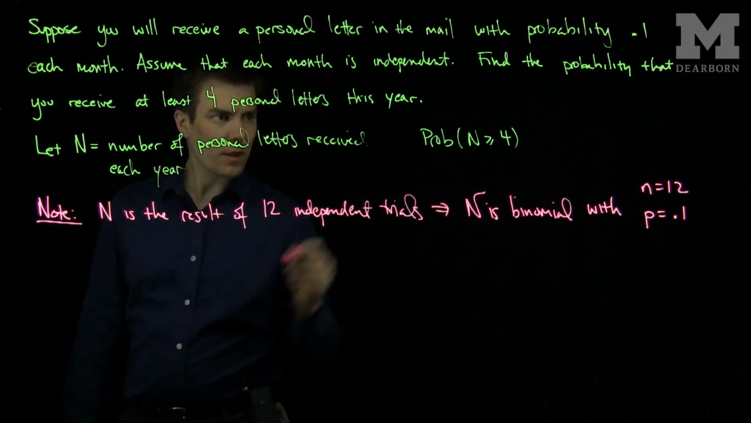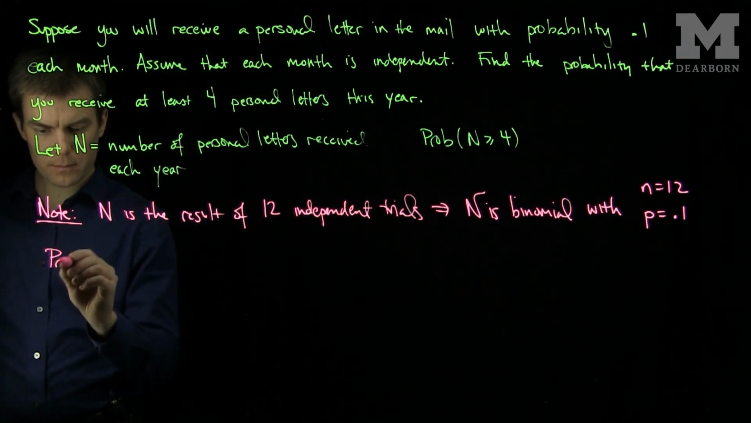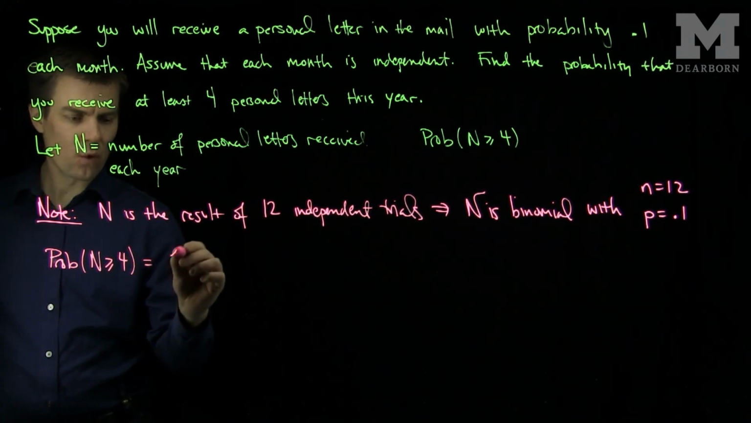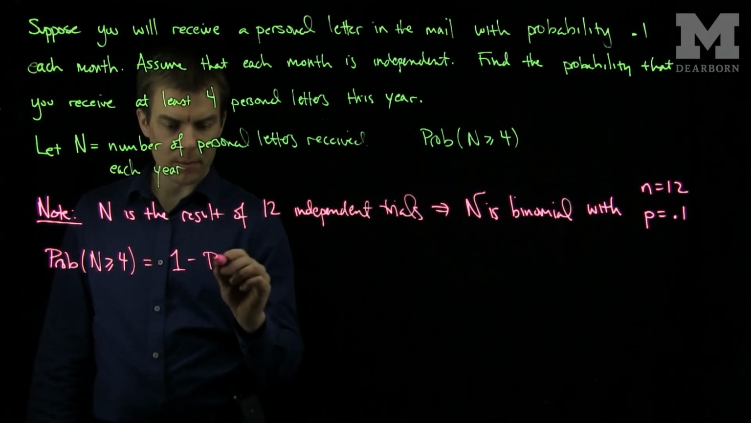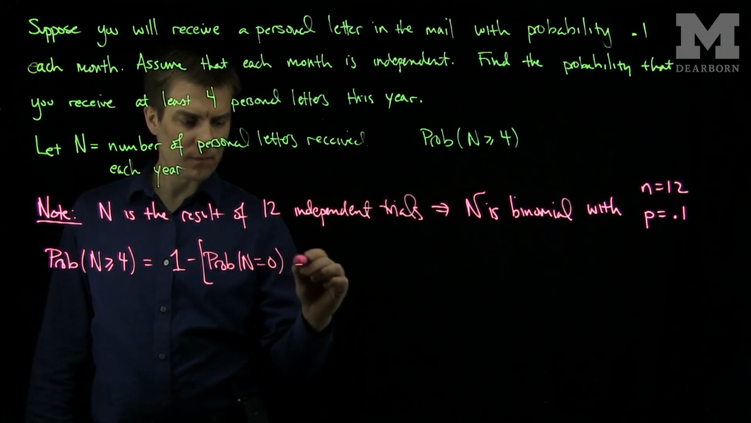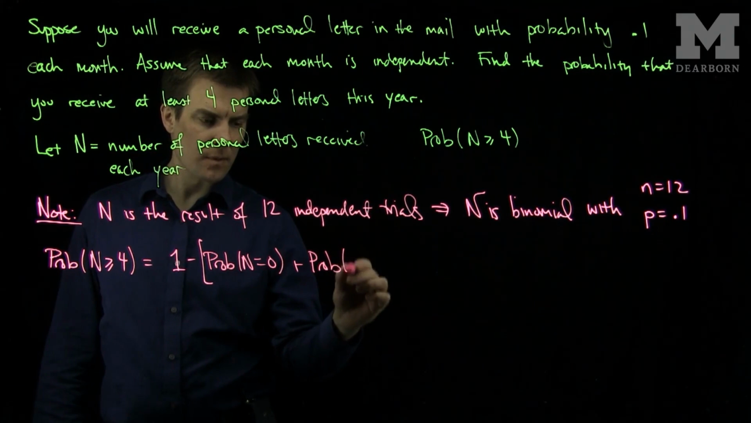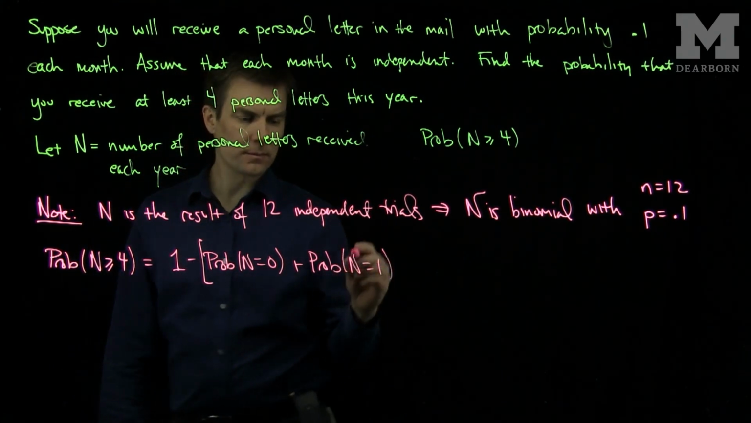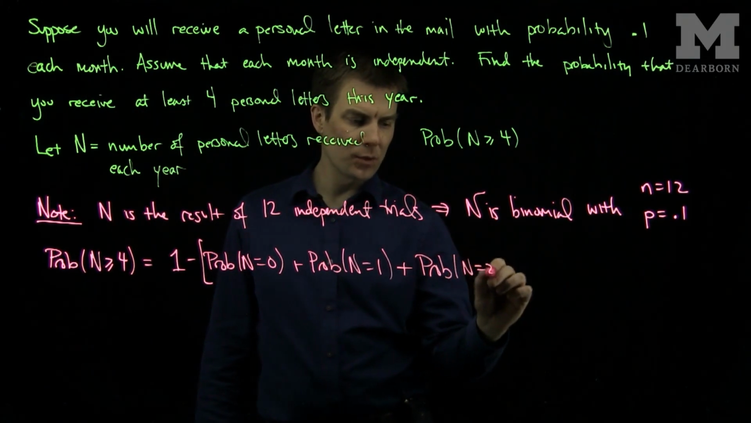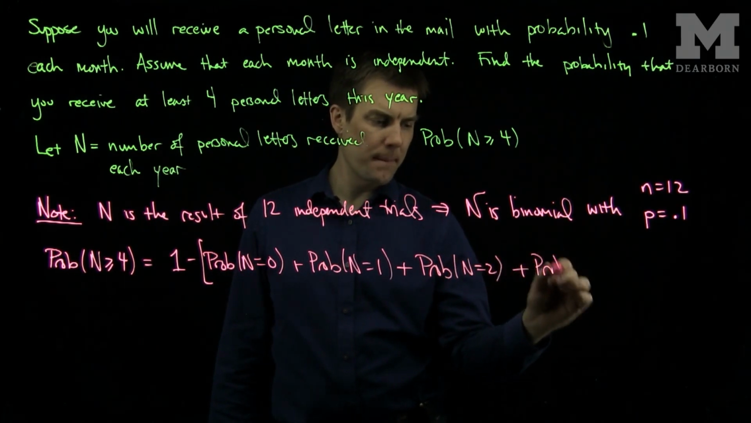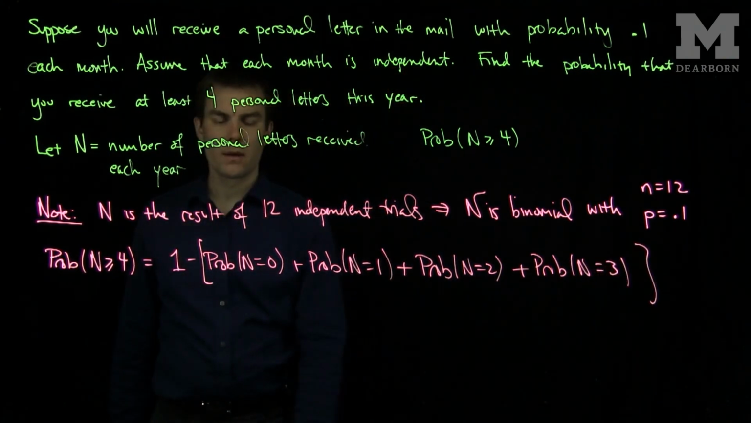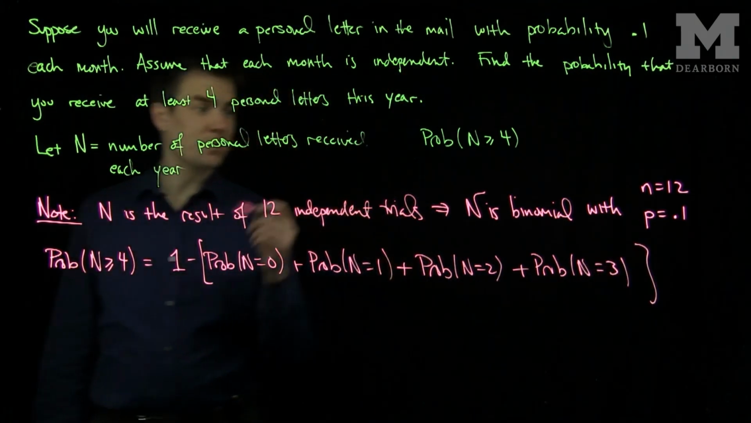So the probability that we want, the probability that n is bigger than or equal to 4, will be 1 minus the probability that n equals 0 plus the probability that n equals 1 plus the probability that n equals 2 plus the probability that n equals 3. So we can compute each of these probabilities since it's binomial.